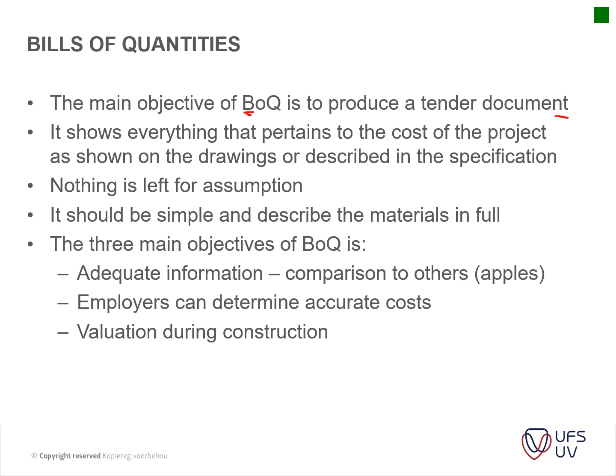Okay, it shows everything that pertains to the cost of the project as shown in the drawings and prescribed in the specifications. The easiest and shortest way to describe a bills of quantities is that it's basically the drawings put into words and quantified into words, so that a contractor can systematically price those items. Okay, so nothing is left for assumption.